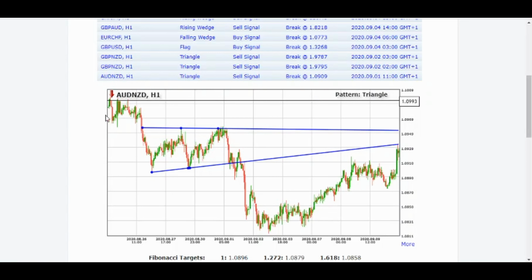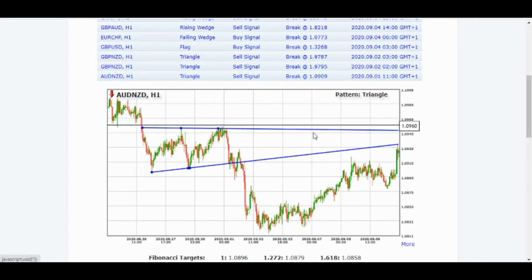So the first trade on the hourly time frame, September the 1st, 2020, we have here a downtrend on the Australian dollar and the New Zealand one, a triangle sell signal, break at 0909. It was like a manual trade because we got the breakout here and the price retraced back inside the triangle and then continued to fall down, reaching the 0817 level. So a nice one, a very nice trade.